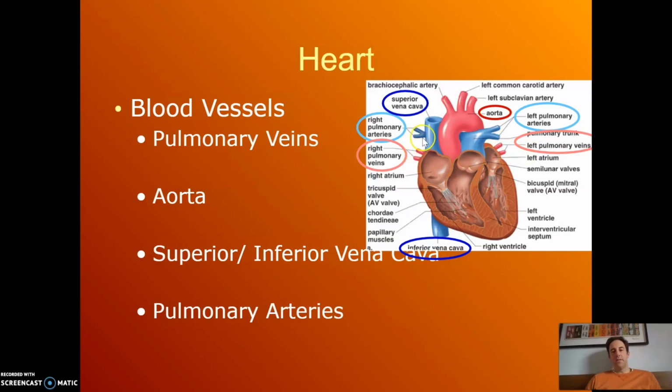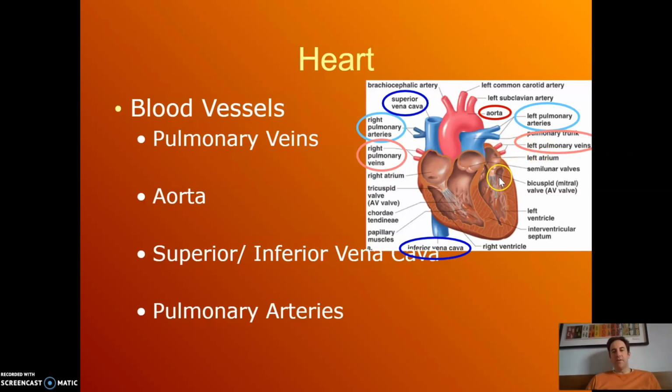Now, if you look at your little diagram, your box diagram of the heart, you should be able to tell which chamber the pulmonary veins coming from the lungs are going into. And that chamber is the left atrium. Find that on that box diagram and look at that. So the pulmonary veins come into the left atrium.